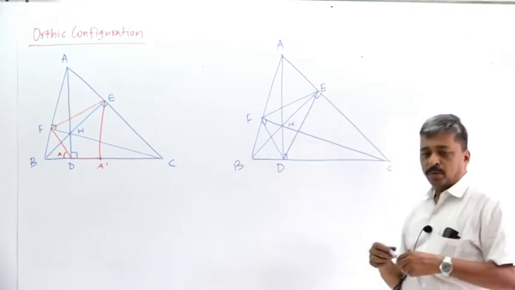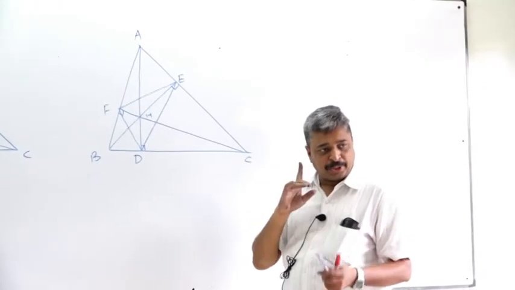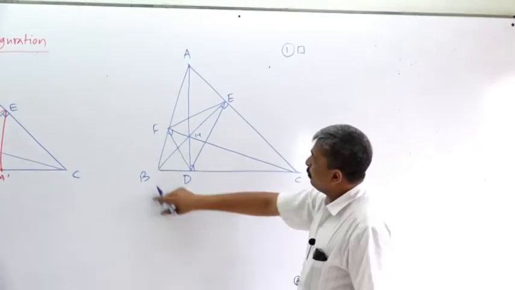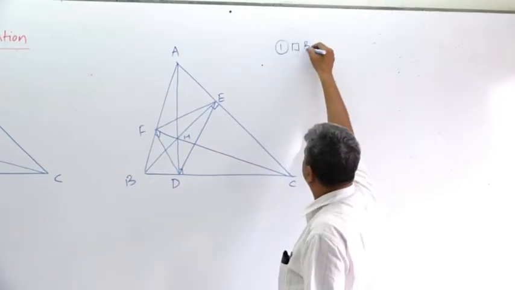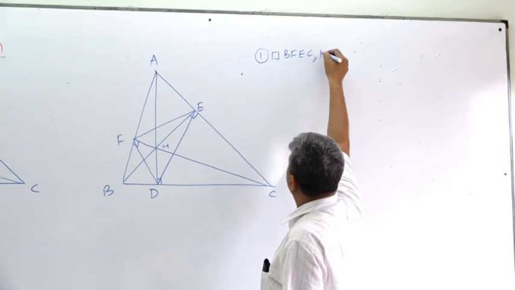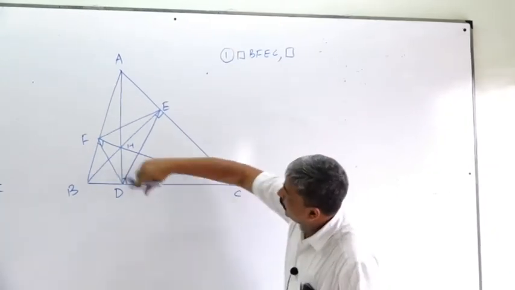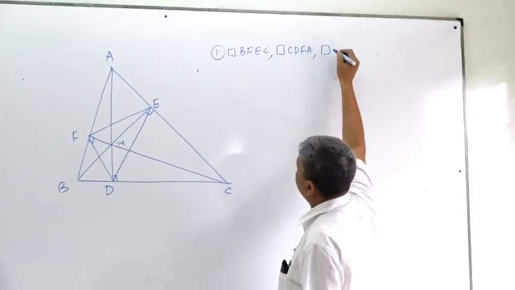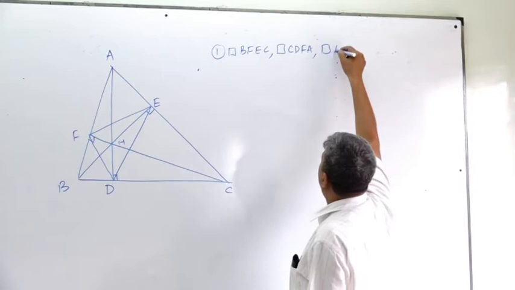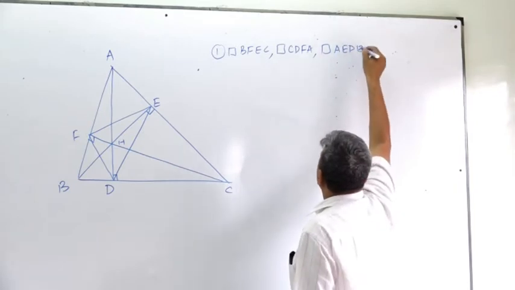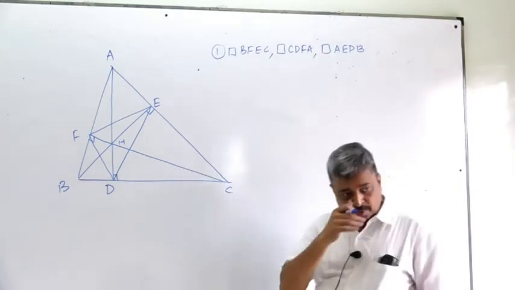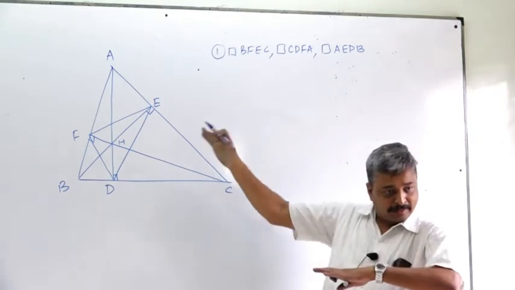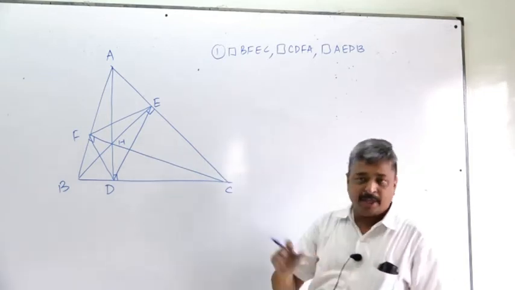Okay. Now, there are 6 cyclic quadrilaterals in this figure. One, quadrilateral BFEC. Quadrilateral CDFA. And quadrilateral AEDB. These are of one type where both the right angles are on the same side of one line. Because the angle inscribed is the same, they are cyclic.